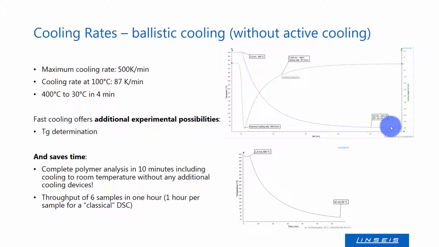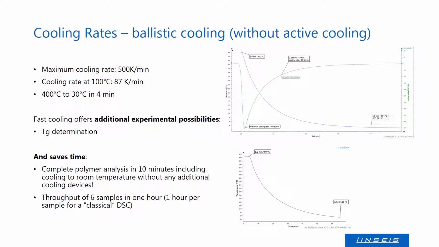The green curve shows the derivative of the cooling speed that indicates that there is a maximum cooling speed of 500 Kelvin per minute at the beginning and at 100 degrees there's still around 90 Kelvin per minute cooling rate. This offers additional features and additional possibilities.